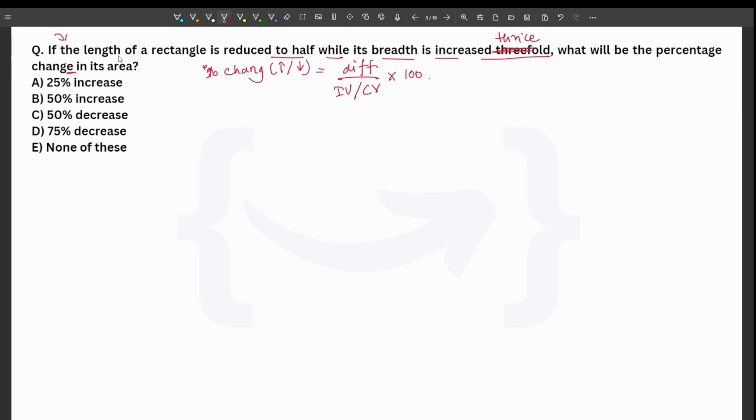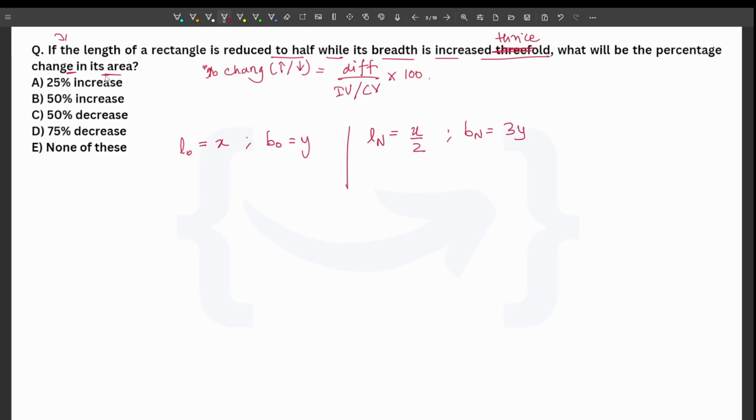As I can see here, we have written that the length of the rectangle is reduced by half and the breadth is increased by thrice, but we don't know the exact value. So what I can do is write L old has X value and my B old has Y value, isn't it? So we have X and Y. Now the question says that the new length has been reduced by 2, so X by 2, isn't it? And my new breadth is increased by thrice, so it will be 3Y.